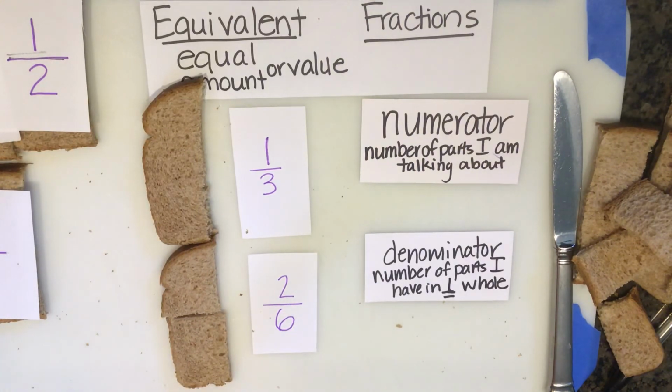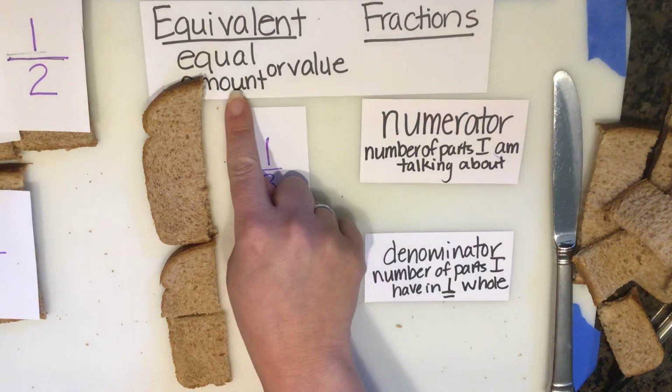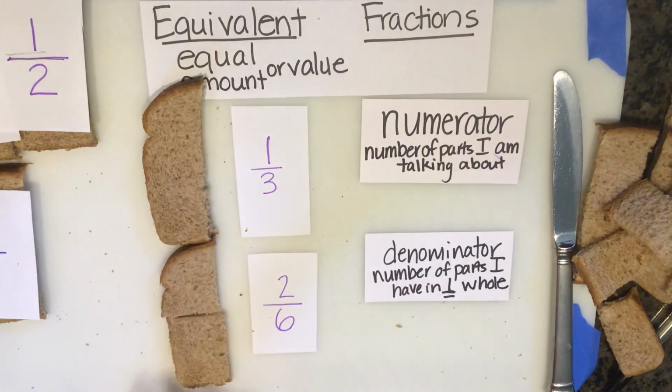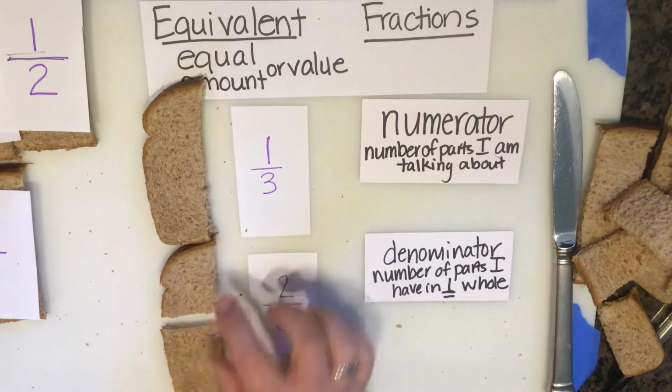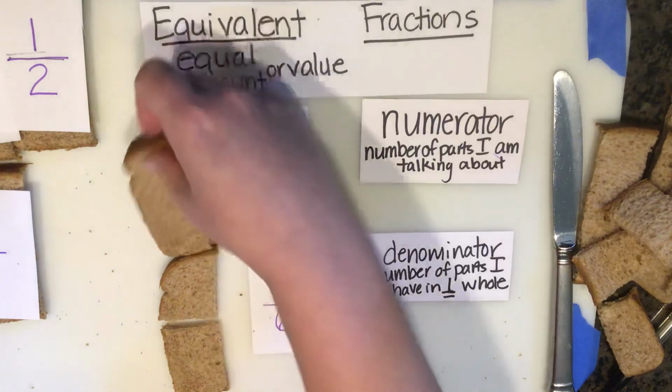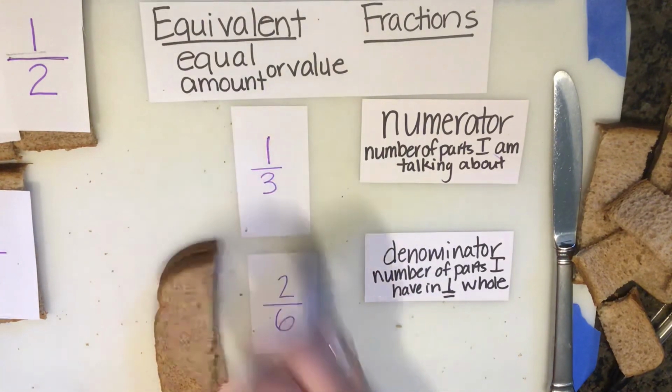Okay? So you can do the same thing with something in your kitchen, but I'll give some more directions. Remember, equivalent fractions, they have different numbers, but they equal the same amount. They might be cut into more pieces, but it's really the same amount of bread.